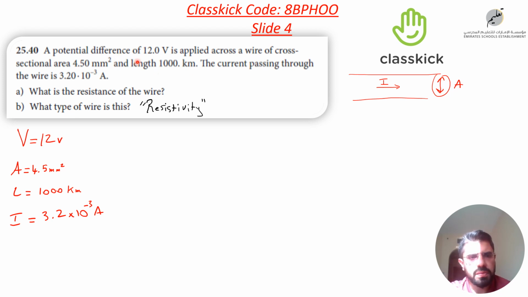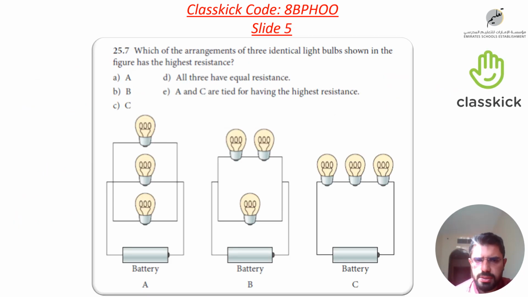Okay, so here a potential difference of 12 volts is applied across a wire. The cross-sectional area, here is the area, is 4.5 millimeters squared. The length is 1000 kilometers. It's too long. Okay, so the current passing through the wire is that much. That's the value of the current. So it's asking for the resistance. Okay, what's the type of the wire? I changed it to the resistivity. So please calculate the resistivity instead of finding out the type of the wire.